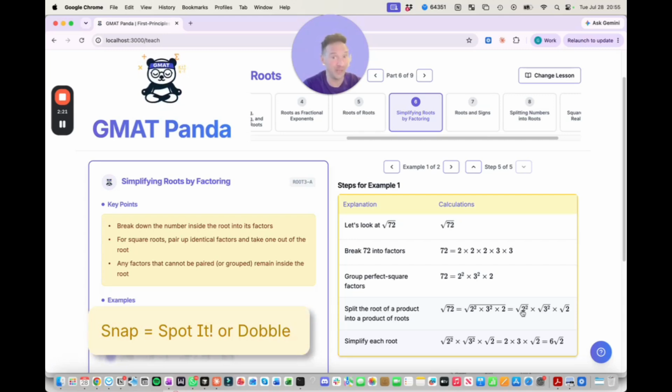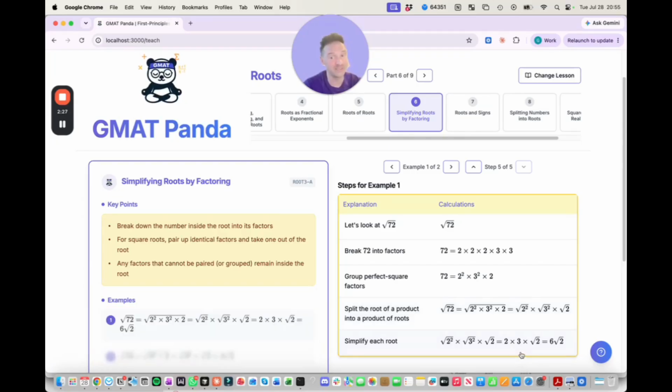Once you've got a pair, you can move it outside of the root. So in this case, we pair up 2 2's and we pair up 2 3's, we move them outside the root. We're still left with 1 2 on its own, so we have to keep that in the final result. However, the 2 and the 3, we can then multiply them together outside the root.